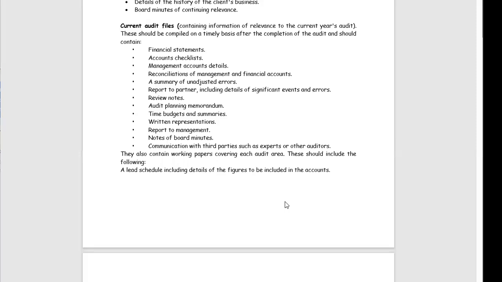This should include the following: a lead schedule including details of the figures to be included in the accounts. So what could be missing here is something like an audit program. An audit program is also normally stored under the current audit file.